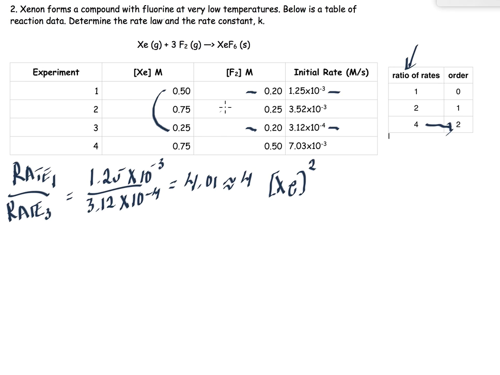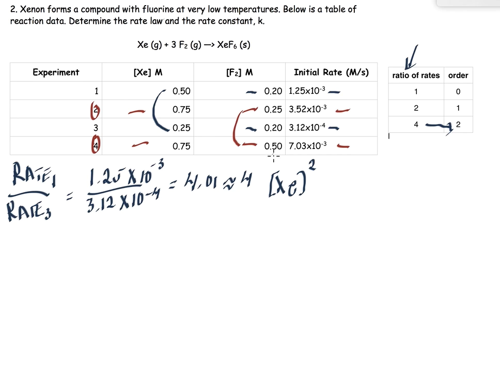Okay. Now we do the same thing for the other reactant. So in this case, we want to look for two experiments where xenon stays the same. So it looks like 0.75. The concentration of xenon is the same. And here, conveniently again, it looks like the concentration of fluorine is double in one case of the other. So we want to take these two experiments, 4 and 2, and take the ratio to find out the reaction order with respect to fluorine.